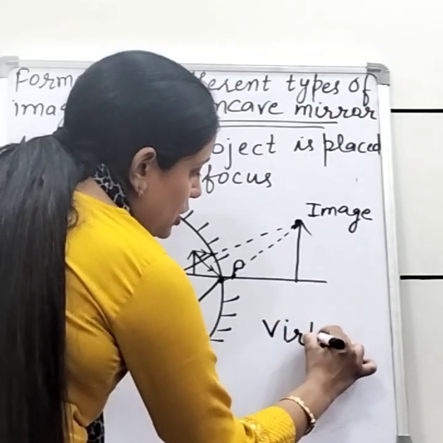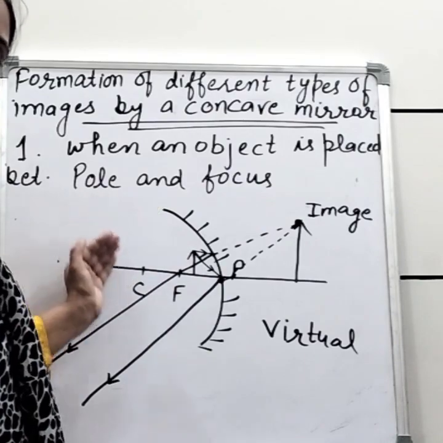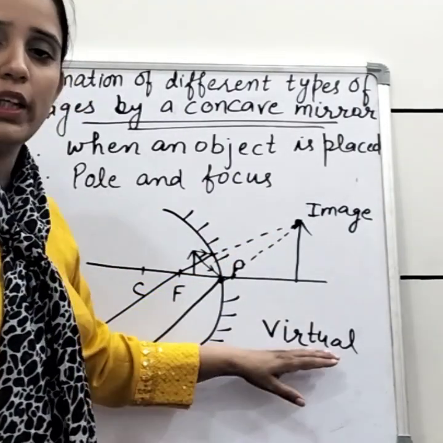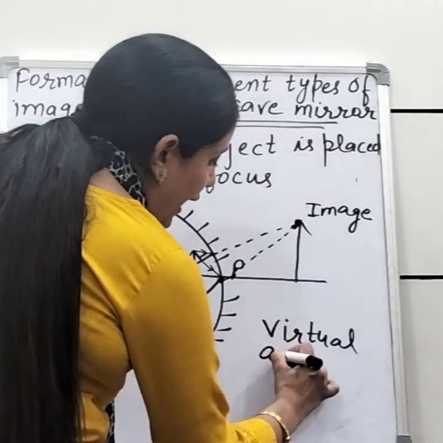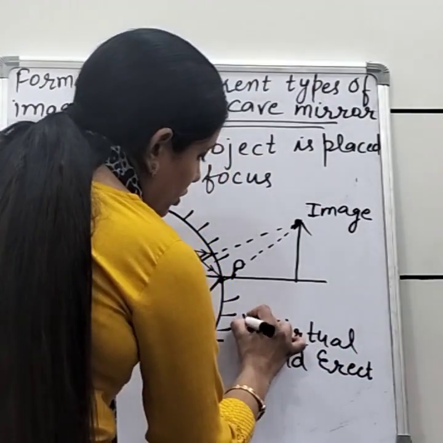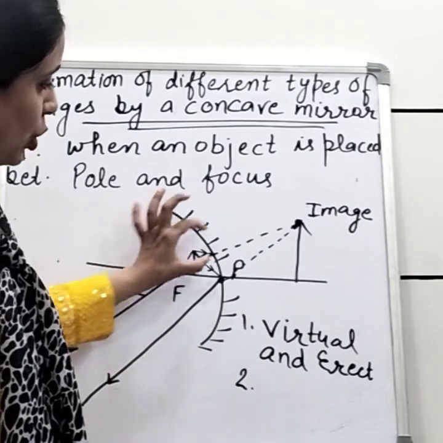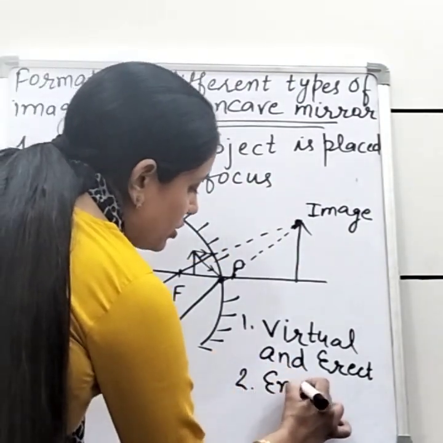When the image is formed at the back side, where the radiations do not actually meet but appear to meet when produced backward, that image is known as the virtual image. So the image formed is virtual and erect. Second, the size of the object is small and the size of the image is enlarged. So the image formed is enlarged.